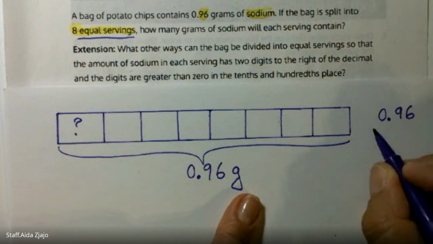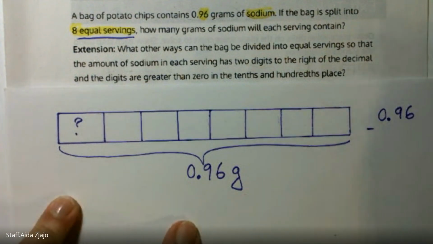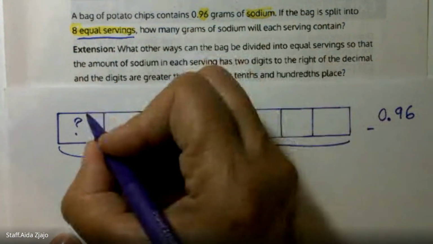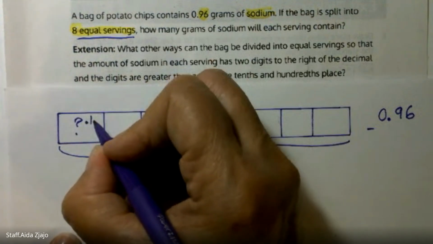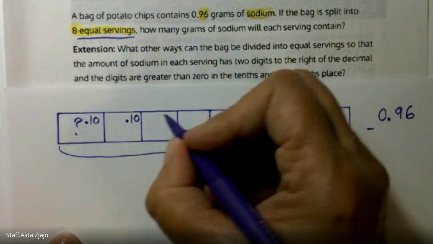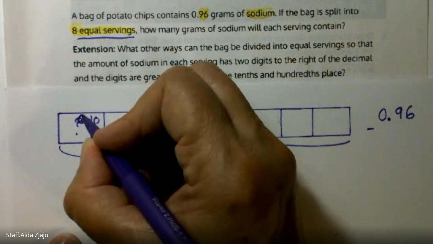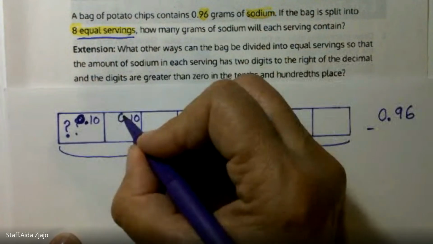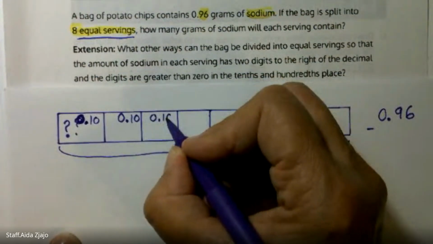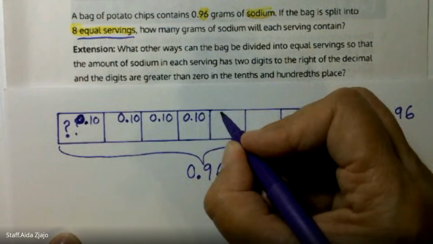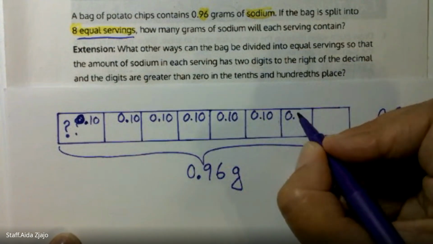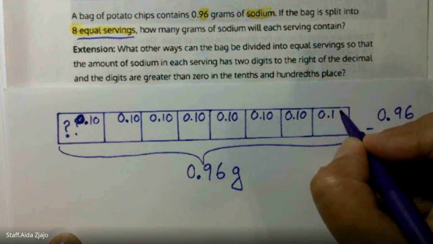We can think, let's see, 0.96 grams. If I give 0.10 grams in each, I will share 0.80 grams. So I will do this: 0.10, 0.10, 0.10, 0.10, 0.10. That's one solution to do the thinking. Okay, let me check that I did correctly.